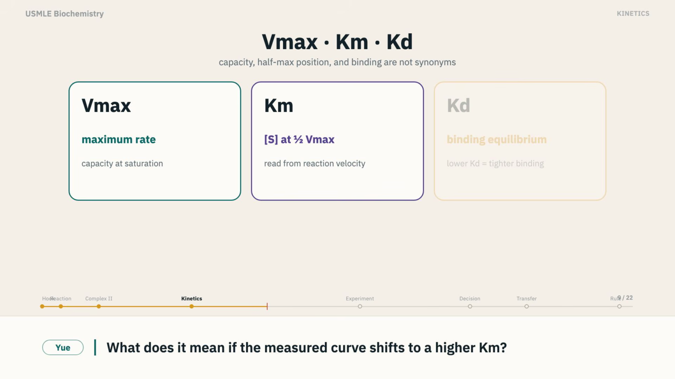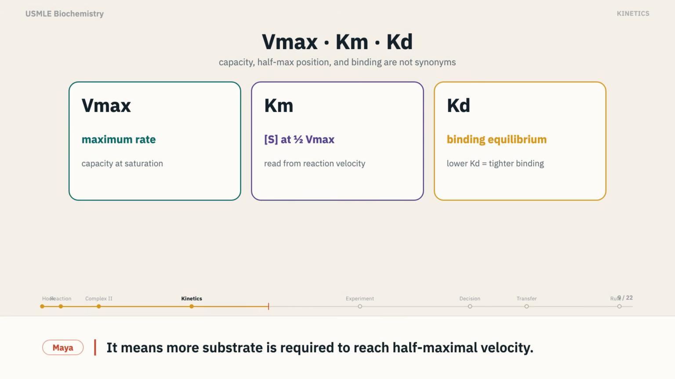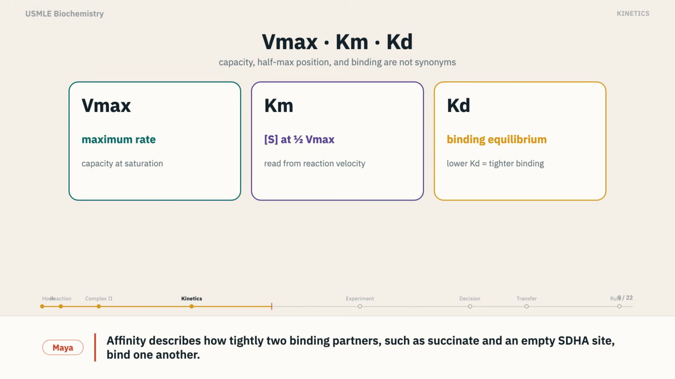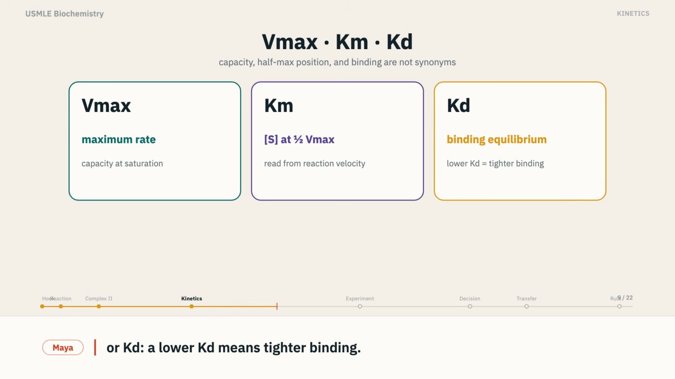What does it mean if the measured curve shifts to a higher Km? It means more substrate is required to reach half maximal velocity. Before calling that lower affinity, define the word. Affinity describes how tightly 2 binding partners, such as succinate and an empty SDHA site, bind one another. A direct equilibrium binding experiment can describe that relationship with a dissociation constant, or Kd. A lower Kd means tighter binding.